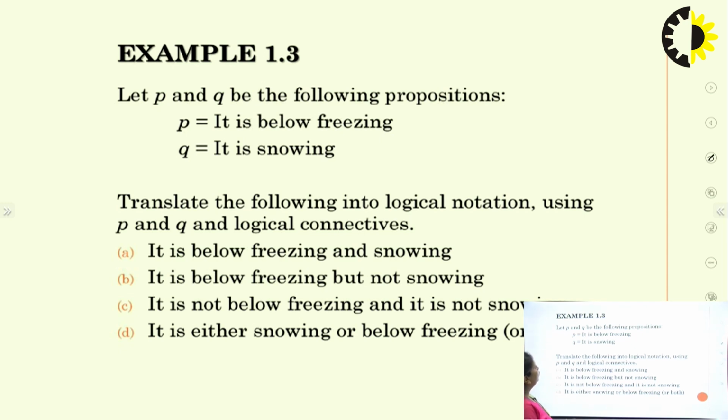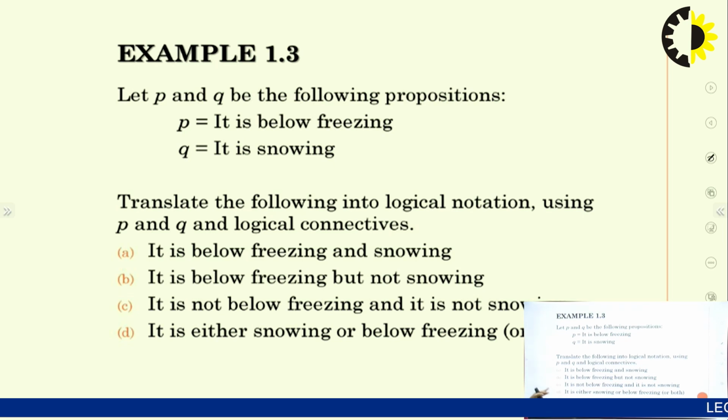Now coming to one more example, here they are saying that let P and Q be the propositions. P says it is below freezing and Q says it is snowing. Now we have to translate these sentences using P and Q and logical connectives. So it is below freezing. So this is given by proposition P. It is snowing, it is given by Q, and since we have an and in between, we will use conjunction.